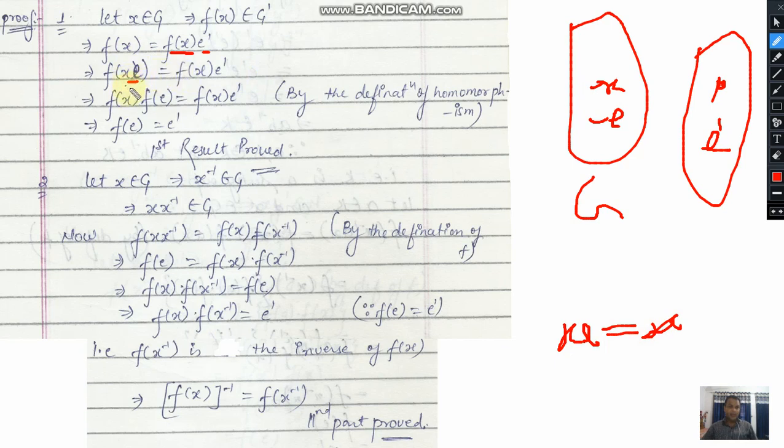Here we will apply the definition of homomorphism, because f is a mapping which is a homomorphism. So the mapping of the product of two elements will be equivalent to the product of their mappings. So f(xe) will be written as f(x) into f(e), and there is no change in the right hand side. If we apply the left cancellation law here, then f(e) will be equal to e', which is the desired result. So we can say that the identity of group G will always be mapped on the identity of group G'.